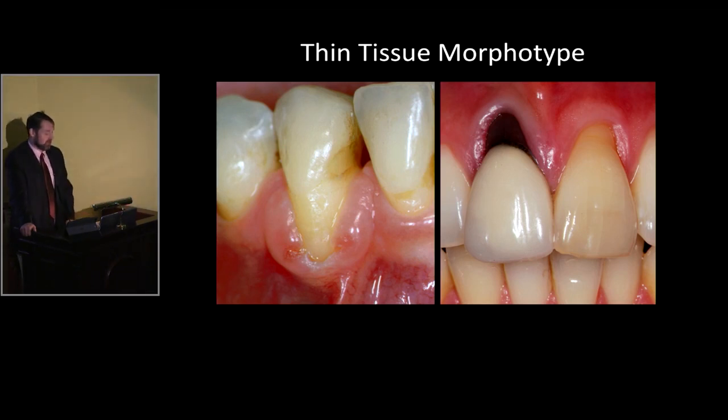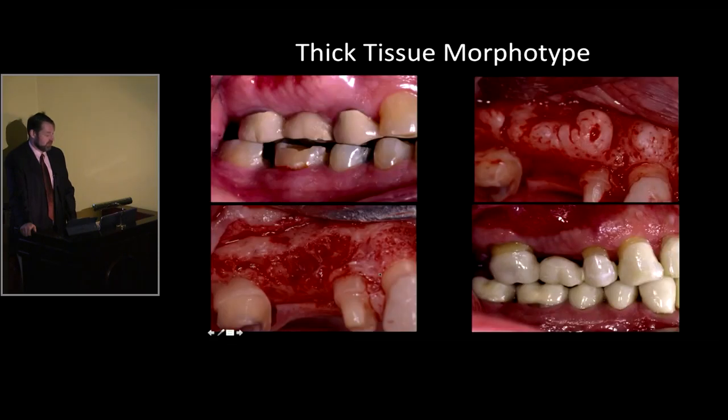And you can see the devastating consequences that happened here for crown placement and subsequent recession. A thick tissue morphotype is the reverse. When these areas are flapped, you find thick amounts of bone on the facial aspects of teeth. These areas are not prone to recession and may require crown lengthening surgery if they're to be restored.